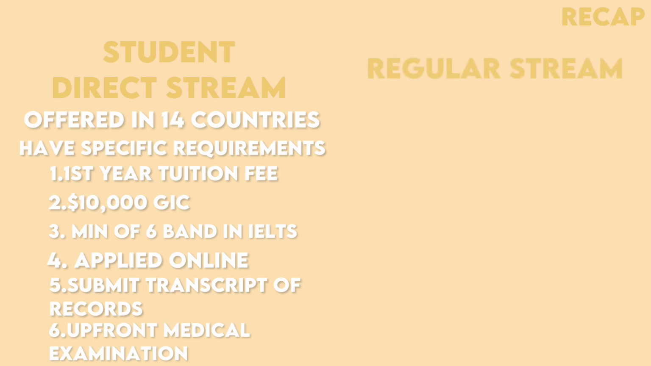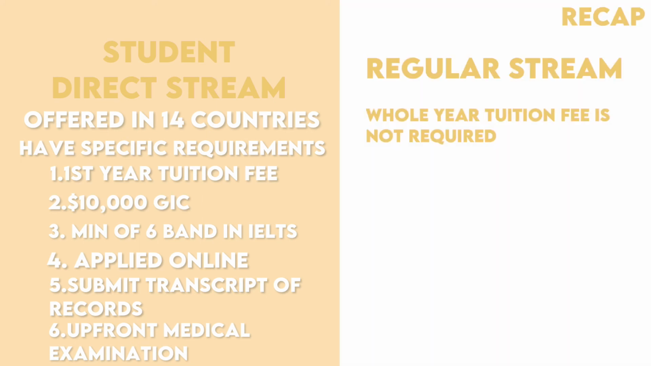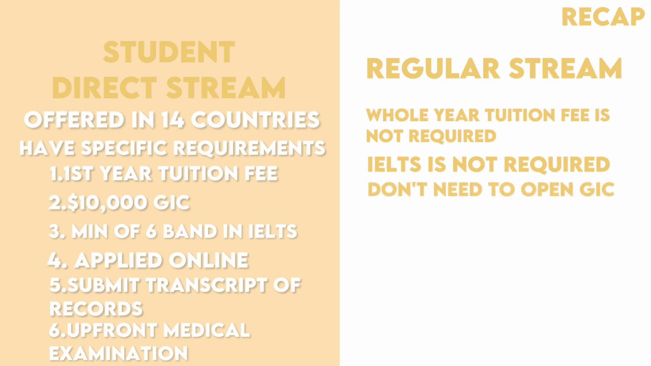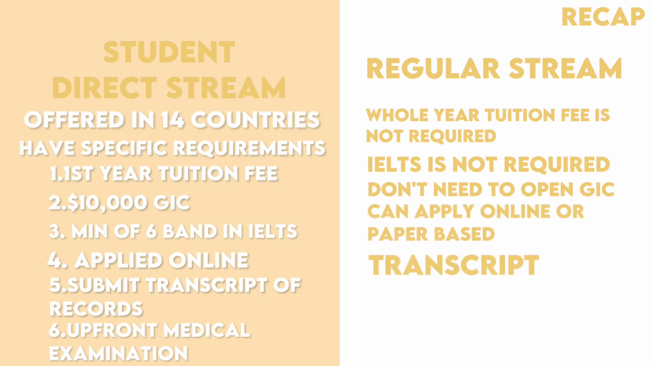While the regular stream, tuition fee of one year is really not needed as long as you have the letter of acceptance. IELTS is not required, or it depends on your college, but it doesn't need to have a specific score. You don't need to open a GIC, but you still need to provide a proof of fund. You can apply either online or in paper base. Need to submit your most recent transcript, either high school or college. And medical examination is not really required upfront, but you can do it as an option.